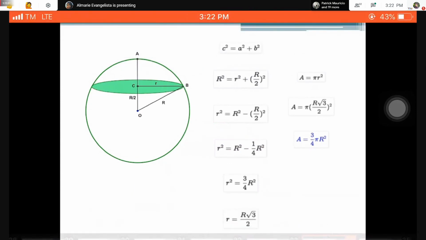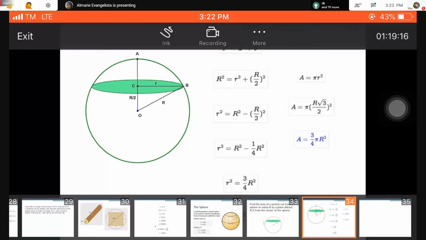Nagets nyo ba? O masyado mabilis? May tanong ba kayo? Saan kayo mostly nahirapan sa mga problem? Tanong lang kayo, guys. Isend ko na lang din tong PPT sa GC.